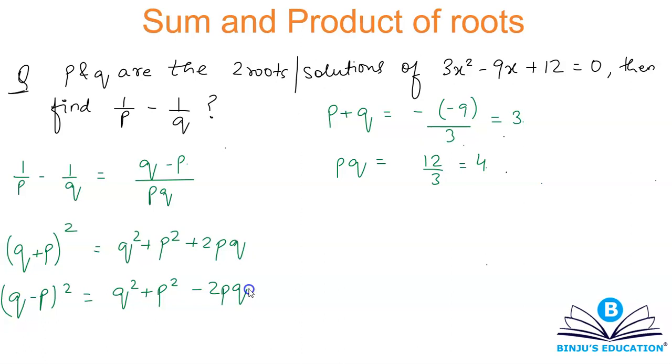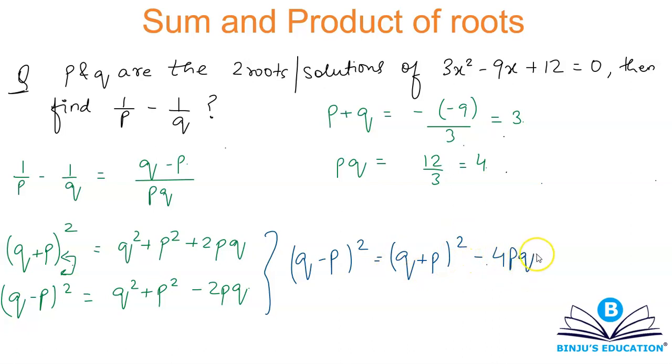Right? So can I use both of them? Can I somehow link these two things? Well, I can effectively do that. So what I can do is write, using these two, that (Q minus P) whole square is equal to (Q plus P) whole square minus 4PQ. So (Q plus P) whole square is Q square plus P square plus 2PQ, and if I subtract 4PQ from that, I end up with this quantity, which is nothing but (Q minus P) square.